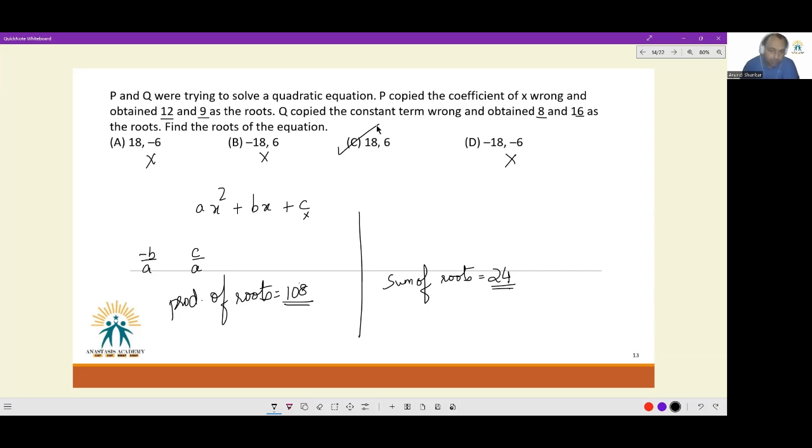Usually this question goes into what would be the correct equation? What would be the correct equation? Hopefully we know how to do that. We have product of roots, we have sum of roots. So we'll go ahead and write it down. With product of roots and sum of roots, you can get to the roots. So (x minus 18)(x minus 6). And then this will give us the equation. We can solve it from here. Okay.